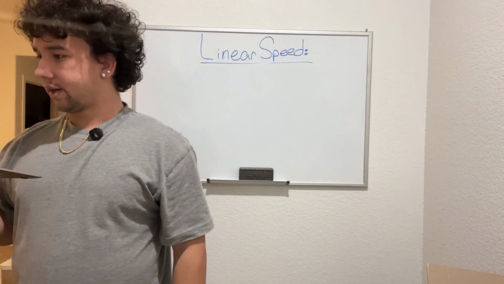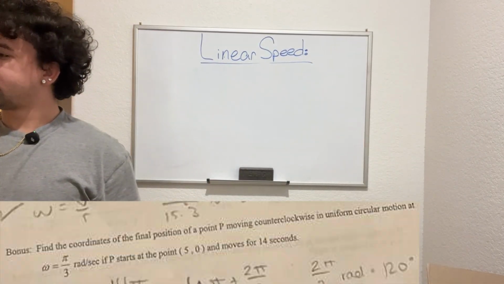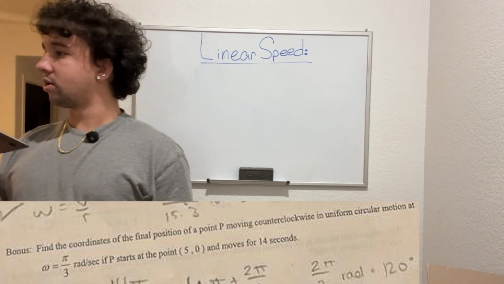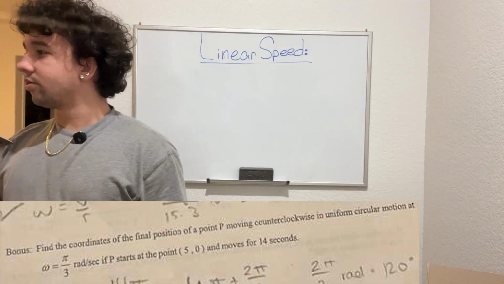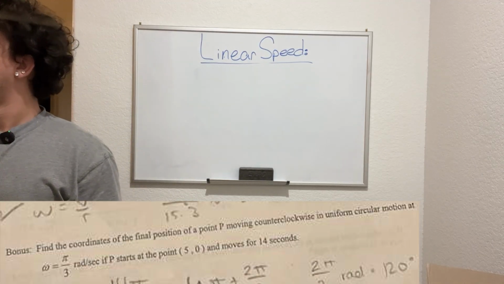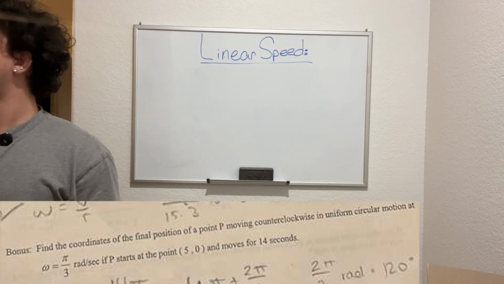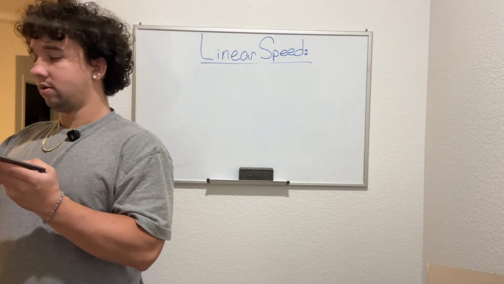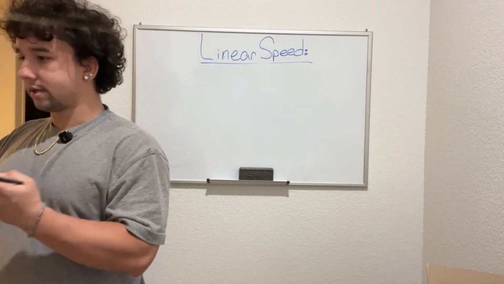All right, last question here. Find the coordinates of the final position of P moving counterclockwise in the uniform circular motion at W equals pi over 3 radians per second if P starts at the point (5, 0) and moves for 14 seconds. Wow. Okay. So let's kind of go through everything here.